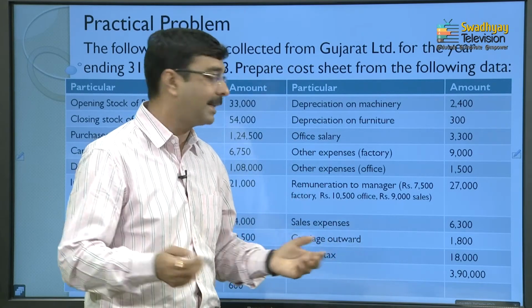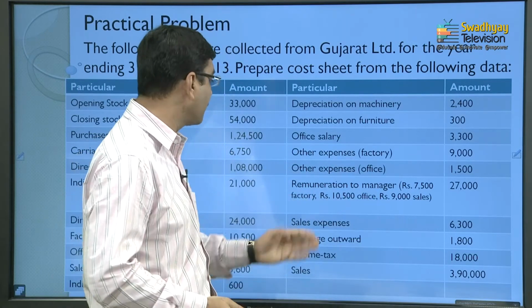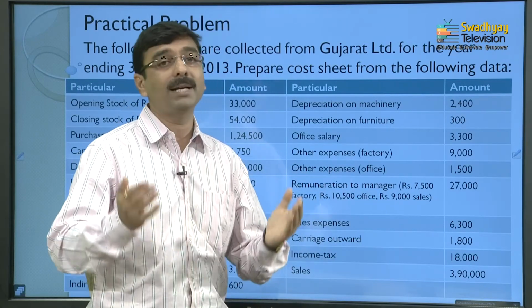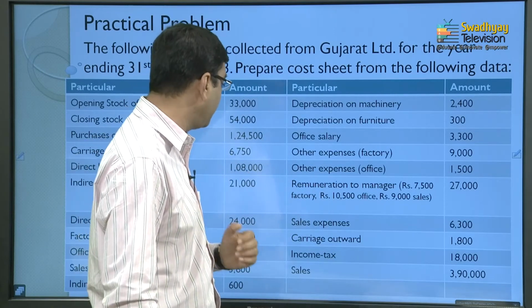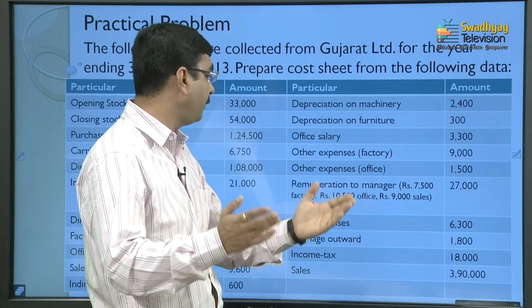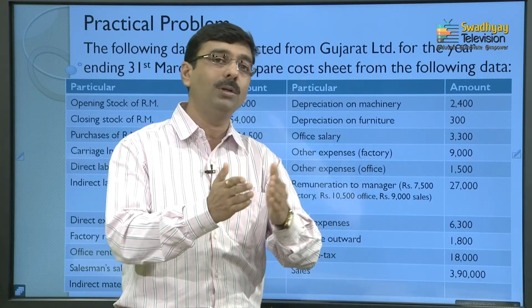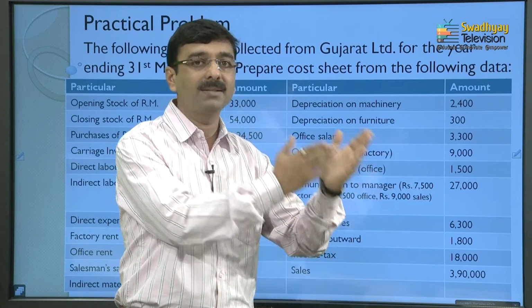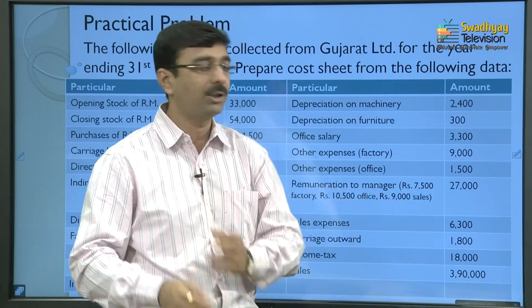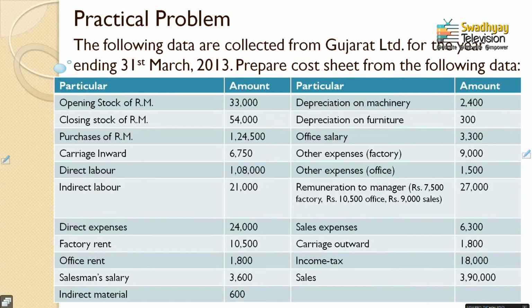Office salary is an admin expense. Other expenses, factory, is recorded under the factory expenses. Other expenses, office, is recorded under the admin expenditures. Remuneration to the manager is given separately for factory, for office, and for sales. It means they are all overheads and would be recorded under the factory expenses, the office expenses, and the selling and distribution expenses as per the expenses specifically mentioned. Sales expenses are very clearly a selling and distribution expense. Carriage outward, as I already discussed.